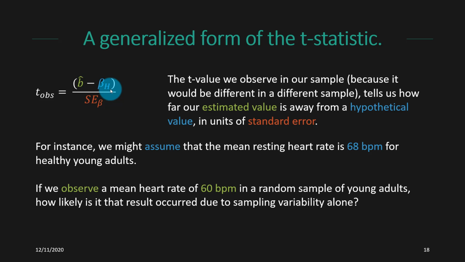Sometimes these might be sample means, other times these might be slopes. There are a lot of things that these could potentially be, but we're always going to be looking at the difference between these two values with respect to their standard error. So, for instance, we could think about this as if we assume that the mean resting heart rate is 68 beats per minute for healthy young adults, and then we observe a mean heart rate of only 60 beats per minute in a random sample of young adults. How likely is it that this result occurred due to sampling variability alone?